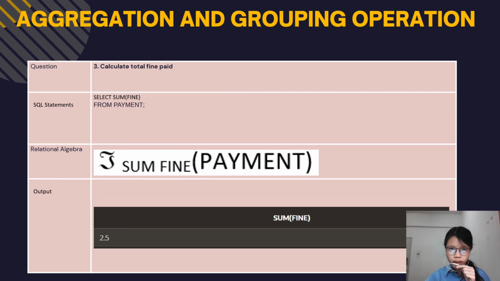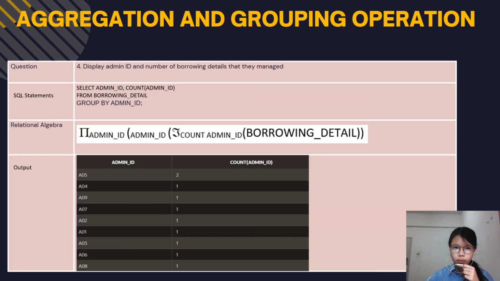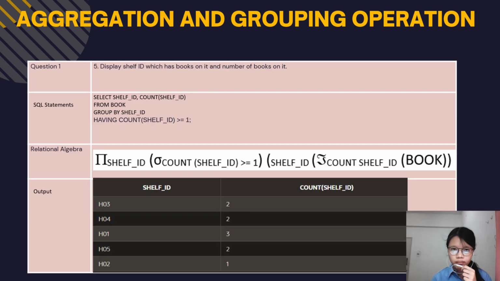To calculate total fine paid, we need to select sum fine from payment. To display admin ID and number of borrowing details that they manage, we need to select admin ID, count admin ID from borrowing detail group by admin ID. To display shelf ID which has books on it and number of books on it, we need to select shelf ID, count shelf ID from book group by shelf ID, having count shelf ID more than or equal to 1.